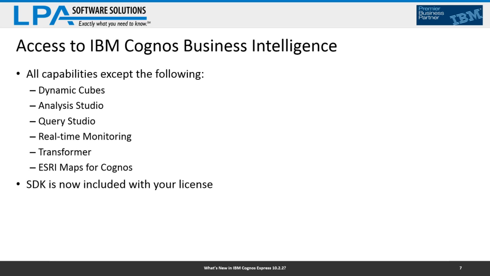With Enterprise BI, there are some additional things that you would get that are not part of your Express license, specifically dynamic cubes, which are a memory resident cube technology. Since you have access to Xcelerator, that may not be a large gap. Xcelerator TM1 is also a memory resident cube technology. So not having dynamic cubes is probably not a large gap.